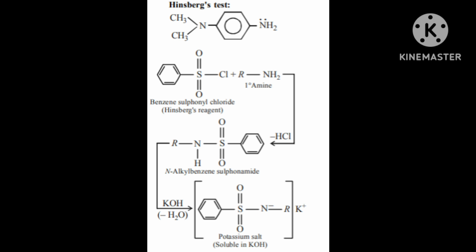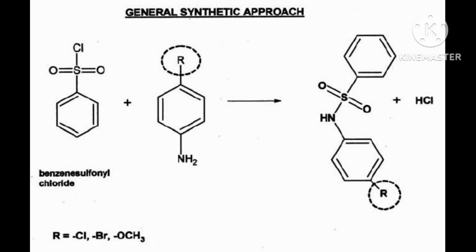Third point I am telling you, third reaction, tertiary amine. Tertiary amines do not react with benzene sulfonyl chloride. Now you can understand why it will not react. Reason? Because there is no H. All are ethyl groups, means all are substituted. No H is there. Then how will it react with that Cl? That's why there will be no reaction.